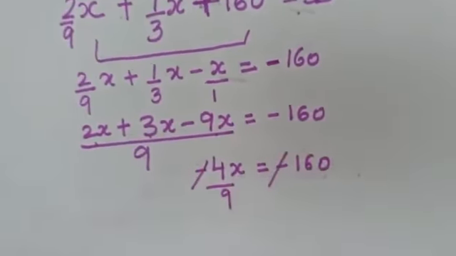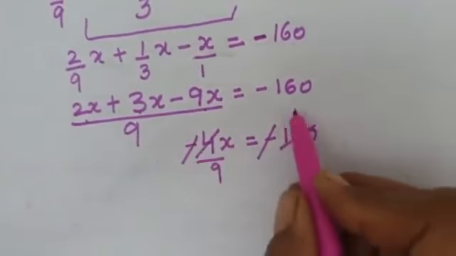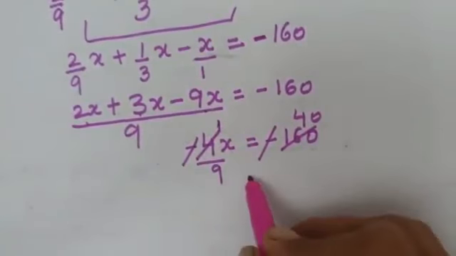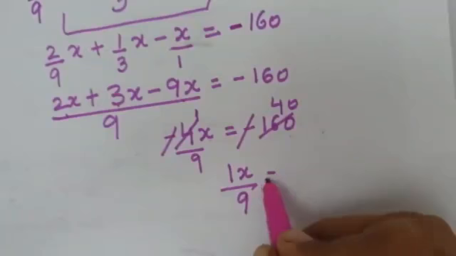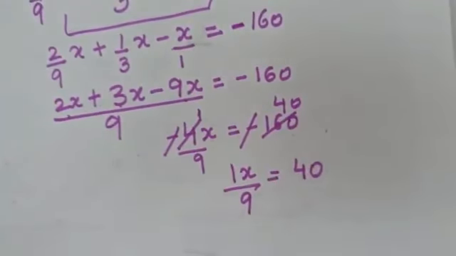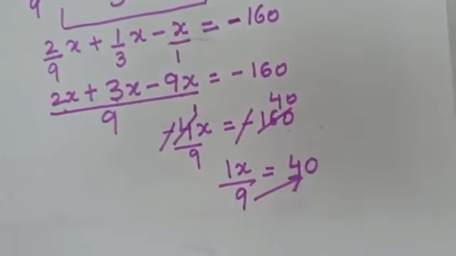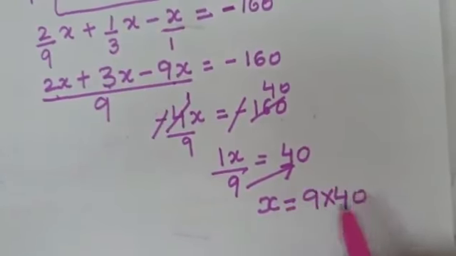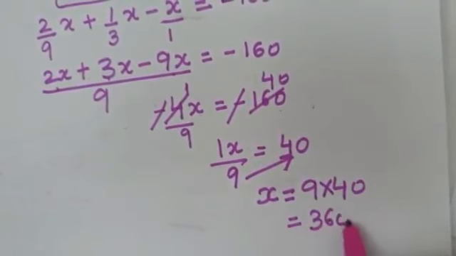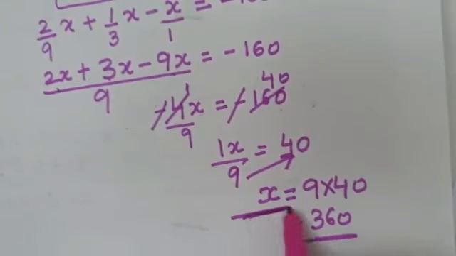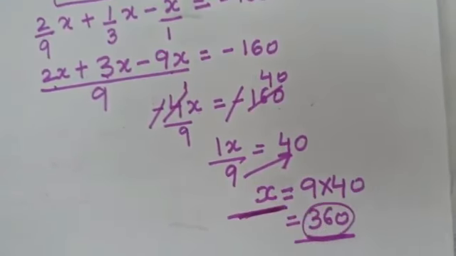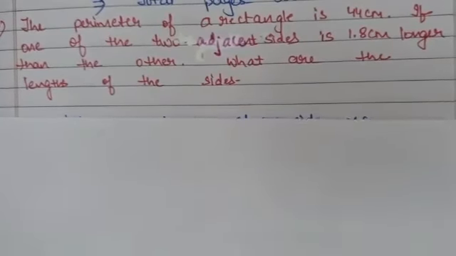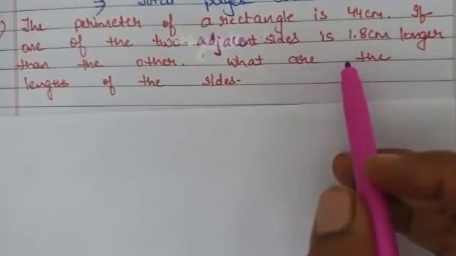Now cancel these negative signs. Now 4 into 40 is 160. 1 will remain here. So now 1x upon 9 is equal to 40. 9 will shift to that side. What we get? We get x is equal to 9 into 40. That is 360. So these are the total pages, that is 360. Clear?